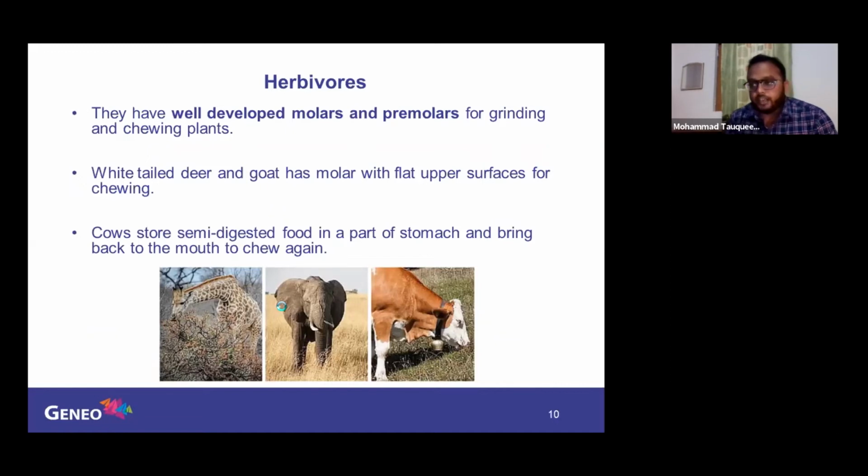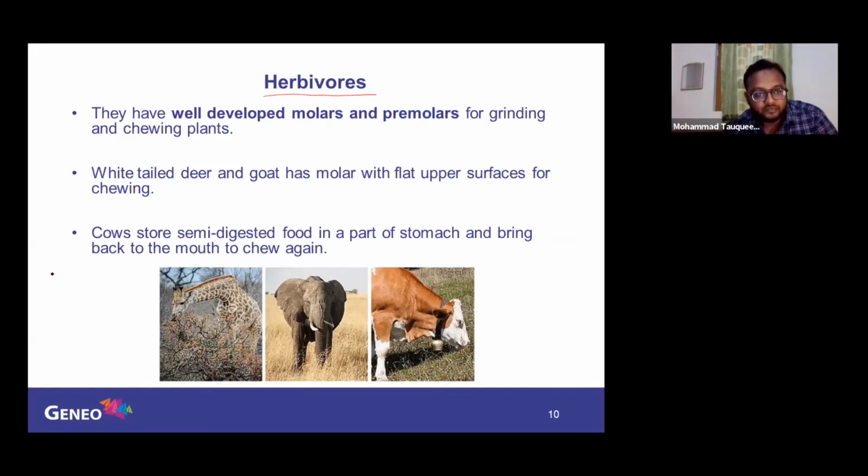Now we are in the consumers topic. Now in consumers we are dealing with herbivores. I have told you that herbivores eat plants, so they have well developed molars and premolars. Molar and premolar teeth are present at the back of our jaw.